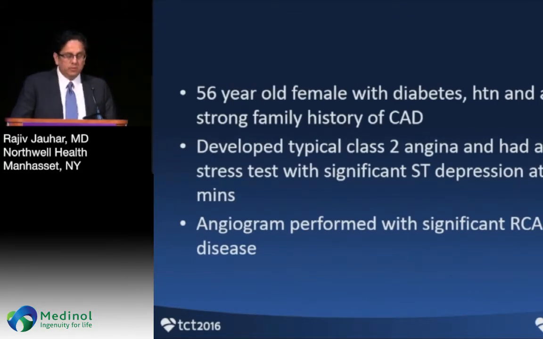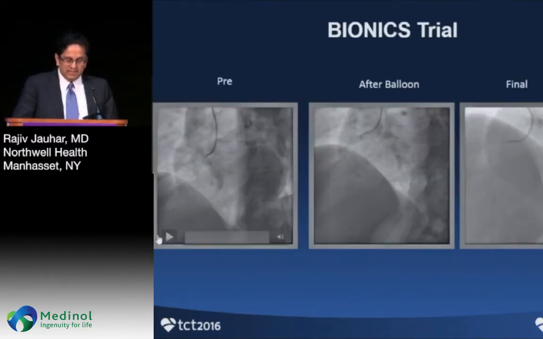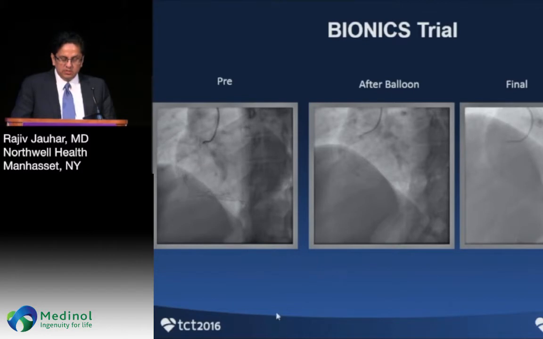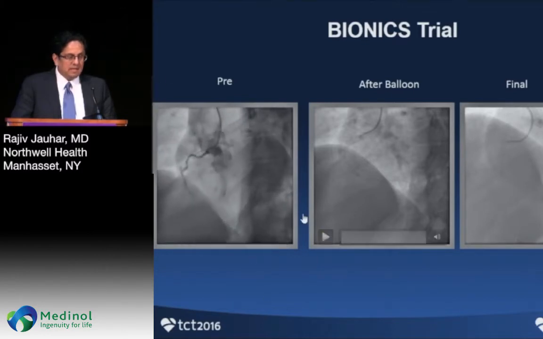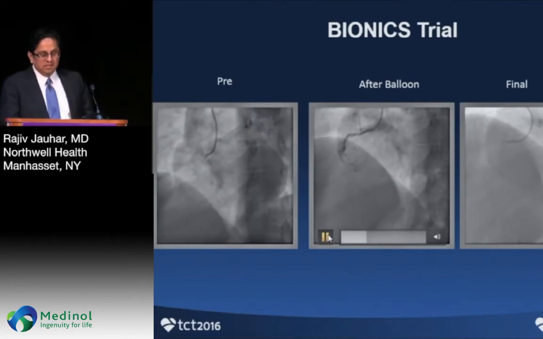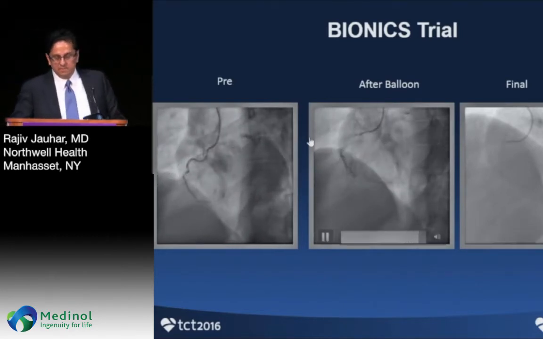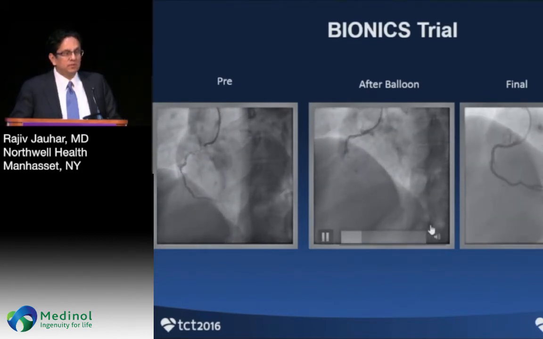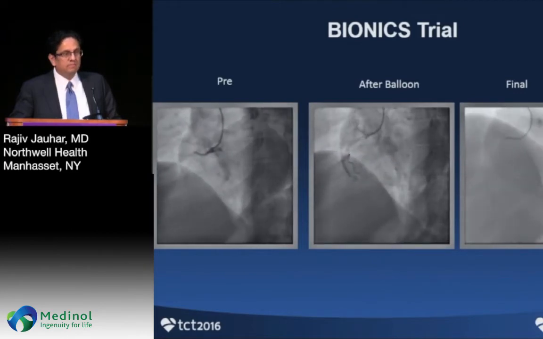It's a 56-year-old female who has risk factors of diabetes and hypertension and a very strong family history of CAD, who developed a typical class 2 angina and a positive stress test with significant ST depressions. And the angiogram done shows a significant lesion in the right coronary artery in a tortuous vessel with a mid and distal lesion that after balloon angioplasty had a dissection distally, but still had a significant lesion in the proximal and mid segment. After 3 EluNIR stents, you had a terrific result, and the patient was discharged 48 hours later.